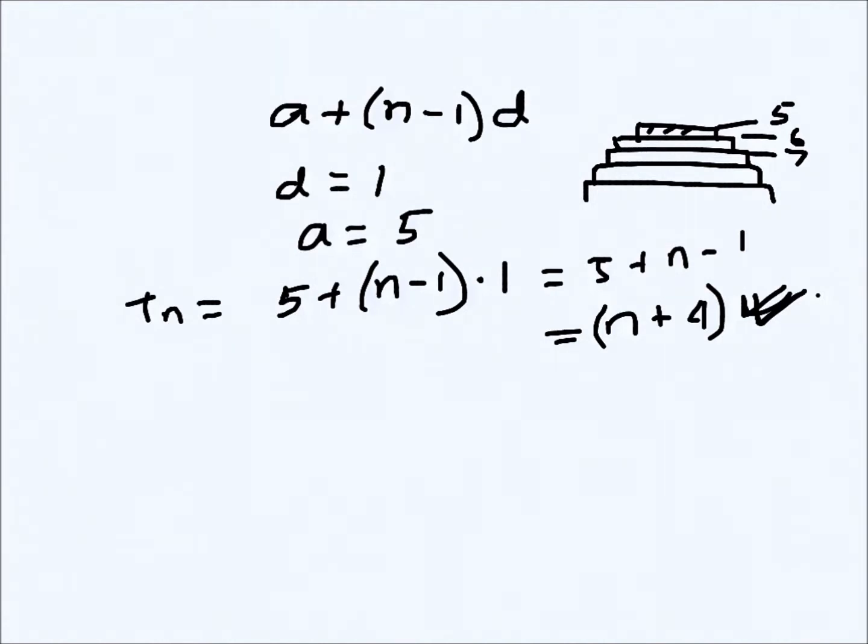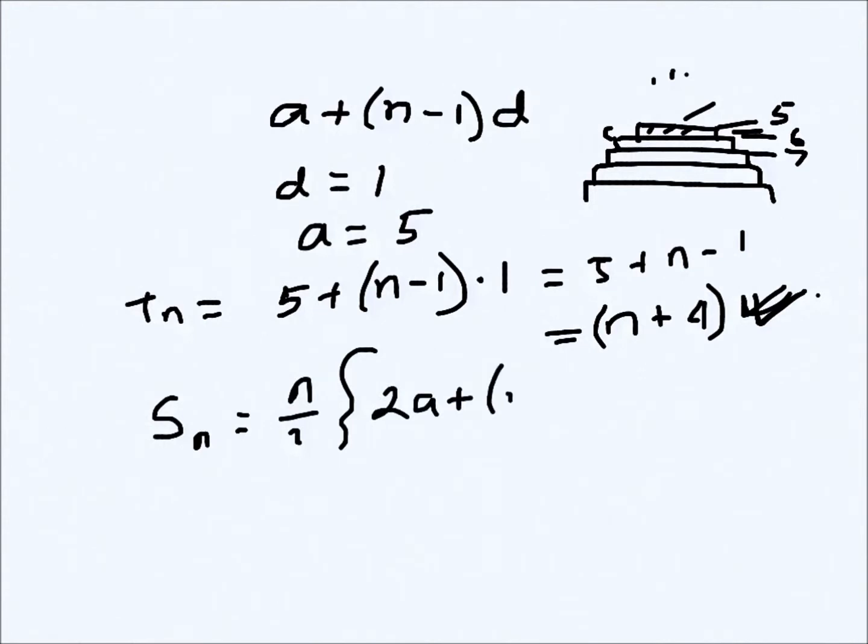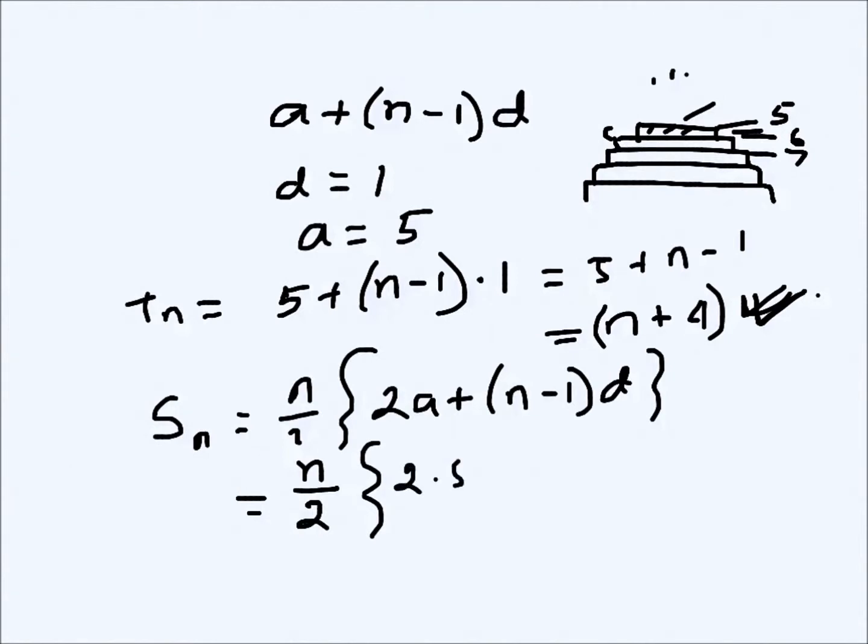And we have to show what the total number of logs is. So this one has 5, this one has 6, in total these two have 11, like that. So the sum is, we know, n over 2 into 2a plus n minus 1 into d. So n over 2, because our number of layers is n, and this one has 5 plus n minus 1, and d is again 1, so we can just do it.